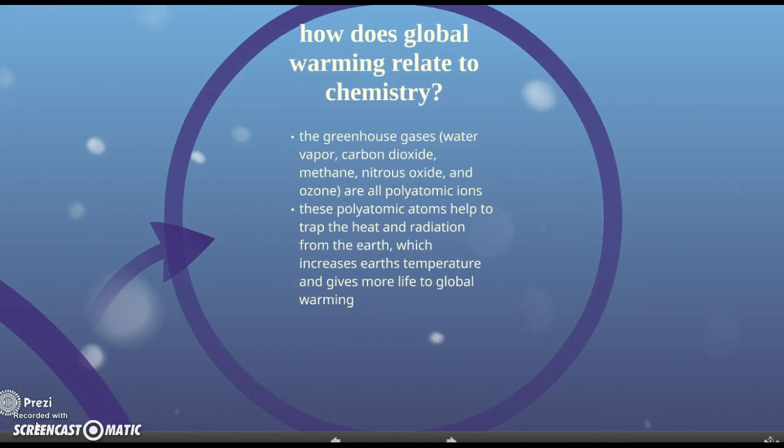How does global warming relate to chemistry? Well, the greenhouse gases, which are water vapor, carbon dioxide, methane, nitrous oxide, and ozone, are all polyatomic molecules. These help to trap the heat and the radiation from the Earth, which increases Earth's temperature and gives more life to global warming. So that is how global warming is related to chemistry.